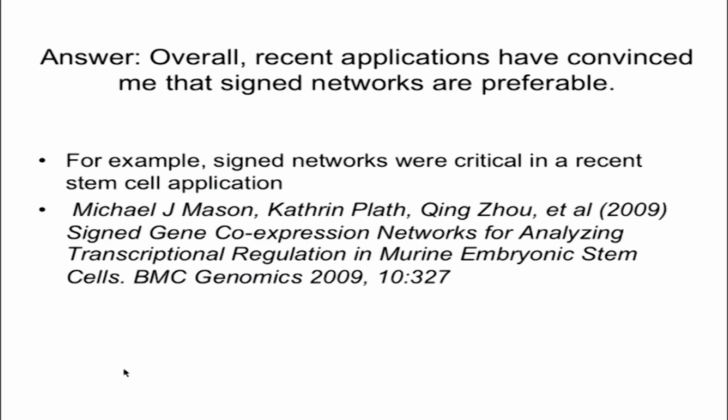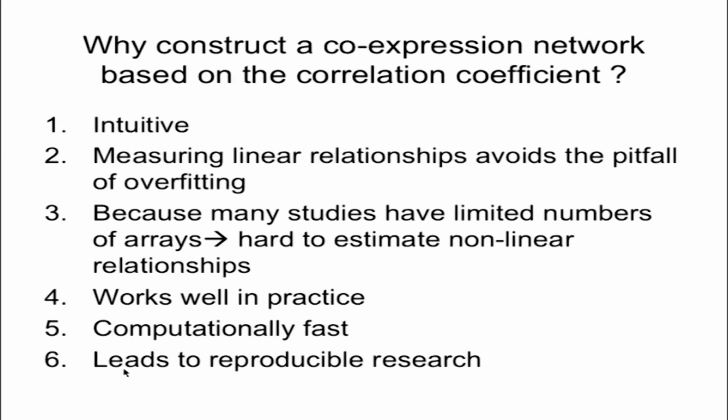Another question is, why construct a co-expression network based on the correlation coefficient, right? Because you can measure co-expression with many other measures, mutual information, there are many dependence measures. And the reason why we use it, there are many reasons. One is, it's of course intuitive. Correlation is a widely used measure of relationship. Pearson correlation measures linear relationships and avoids the pitfalls of overfitting.